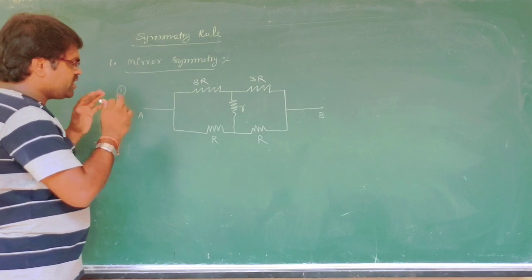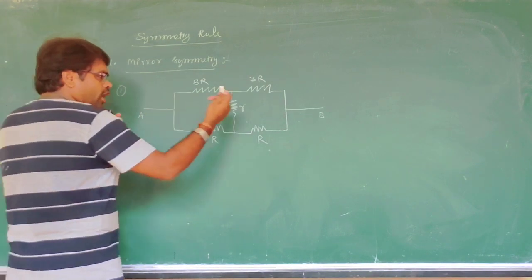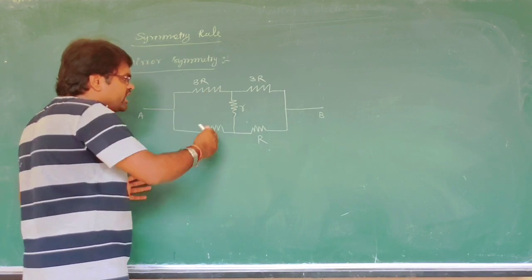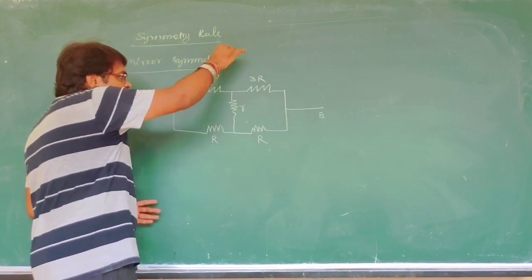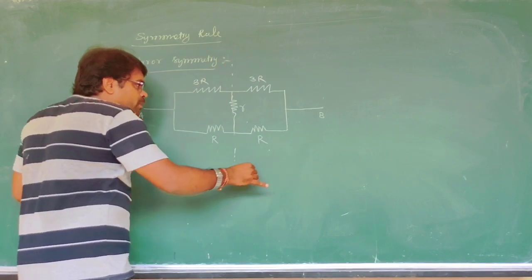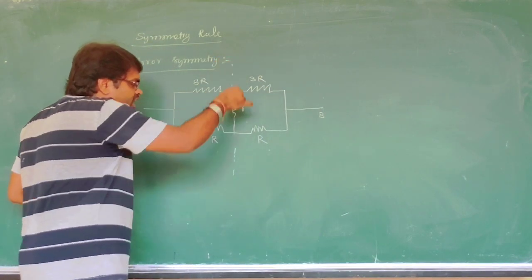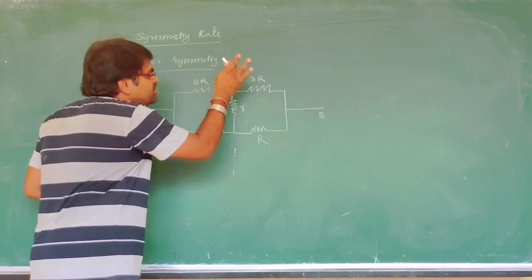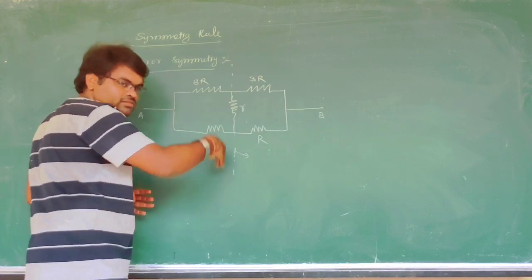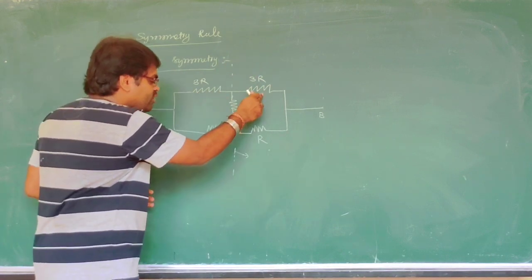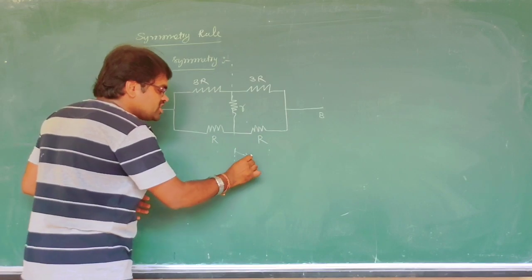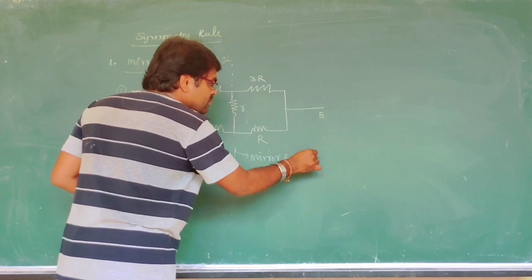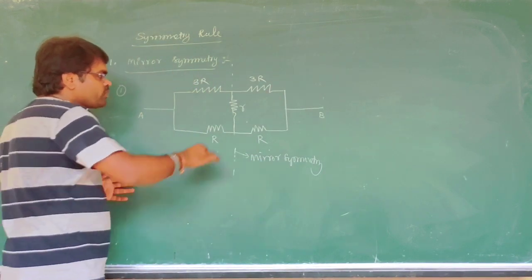See, in this figure, here A and B. Now, we can assume a line drawn perpendicular to the AB terminal. That means these 3R resistors are mirror symmetric. This is the mirror. This 3R here, and 3R there. That's why it is mirror symmetry. See, R.